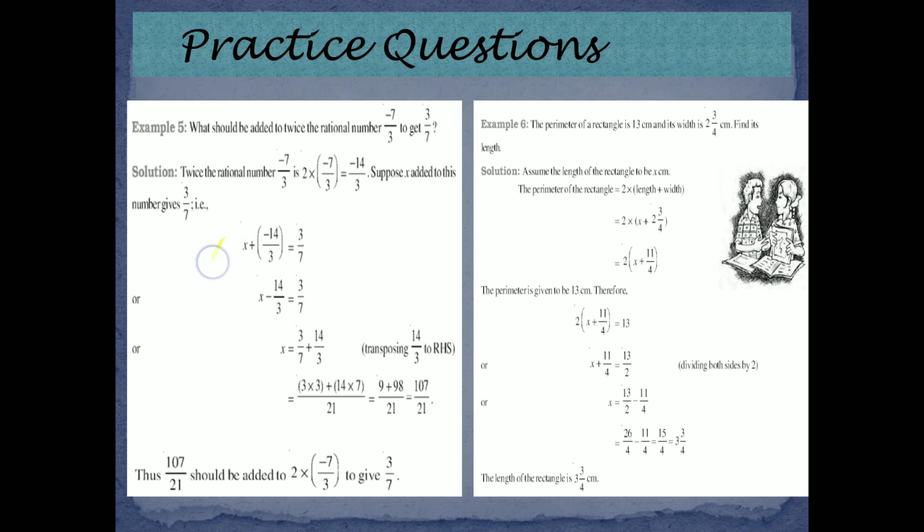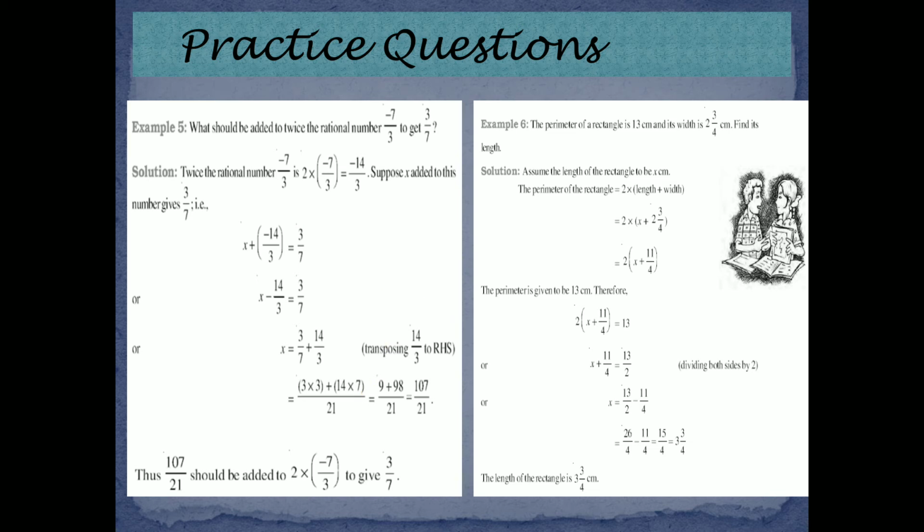So now to get the value of x, this minus 14 by 3 again is a constant term. That is rational, but it is a constant. So if I take it to the right hand side, I will get the value of x. So the value of x will be 107 upon 21. If I place this 107 upon 21 in the place of x and solve the equation, I will get 3 by 7 as my answer. This shows that our answer is correct.